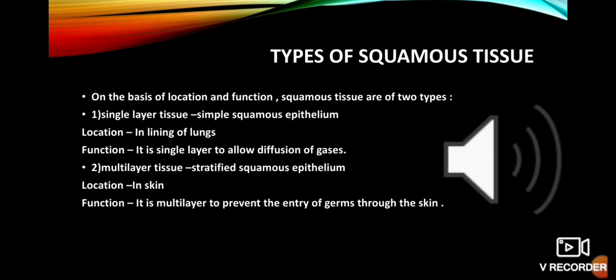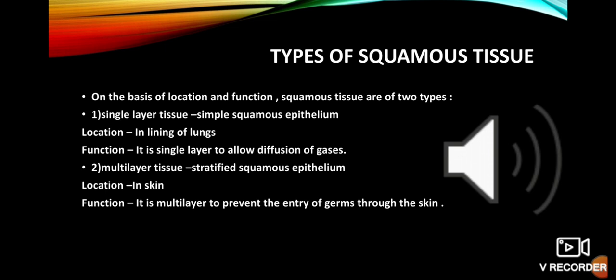Where is the location? It is found in the lining of lungs. Now you know very well that the lung is mainly concerned with the function of exchange of gases during breathing. During breathing we take in oxygen and give out carbon dioxide. So how does the process happen? There had to be some tissue which could initiate this process, which could carry on this process. So this simple squamous epithelium tissue allows the easy entry and exit of the gases through the lung.